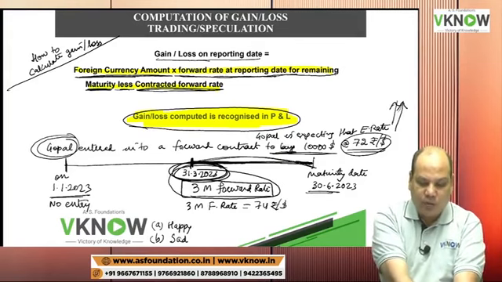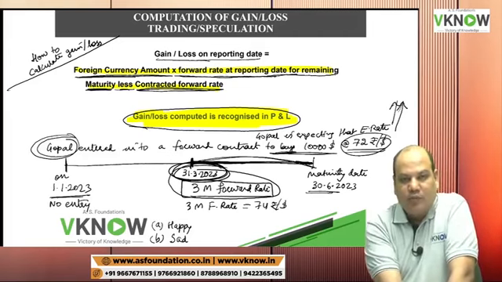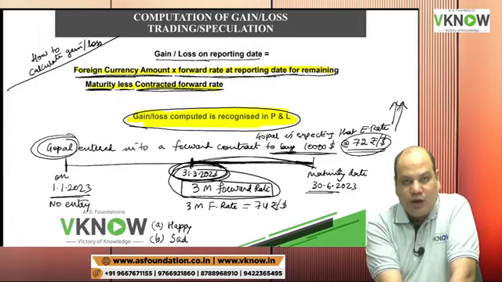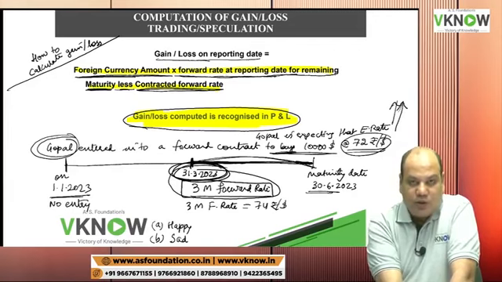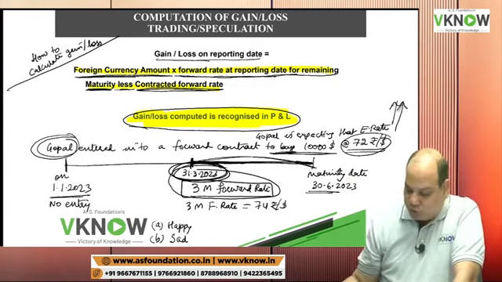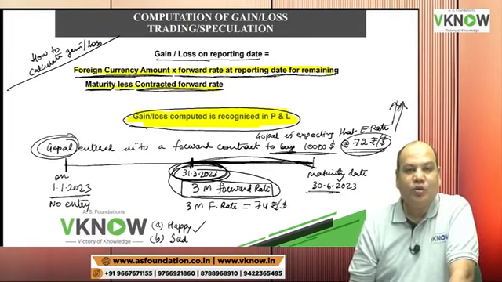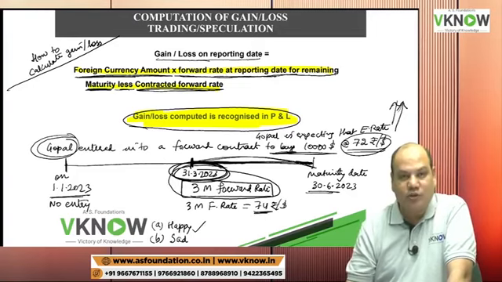Will Gopal be happy or sad? On 31st March, the forward rate available for June maturity is 74, whereas originally Gopal has entered into a forward contract at rupees 72. Gopal was expecting the rate will go up. The rate has started going up. So Gopal will be happy because he was expecting the rate will go above 72.